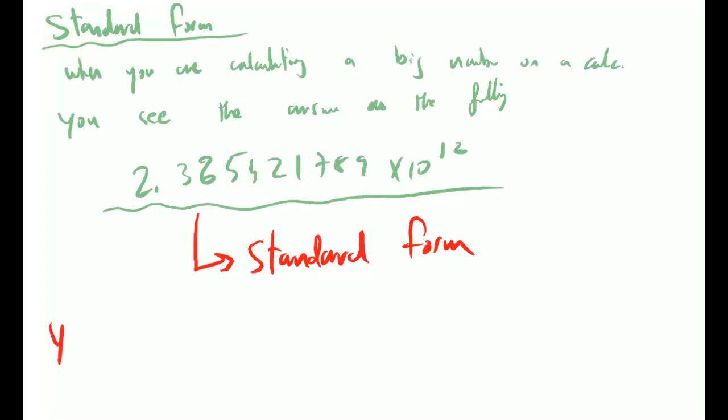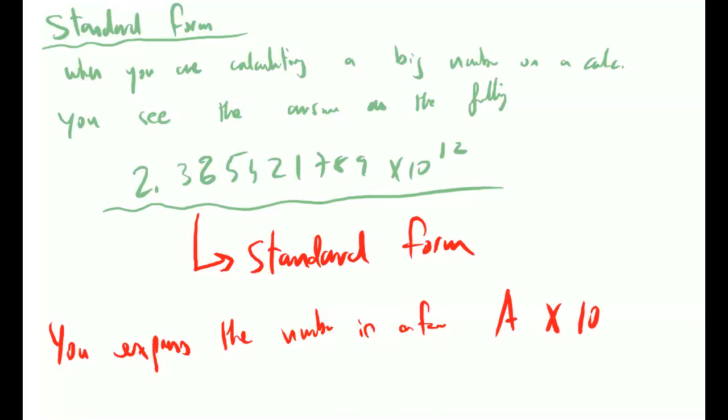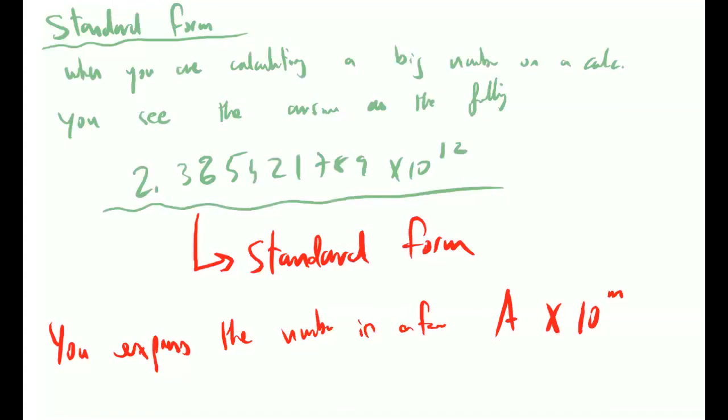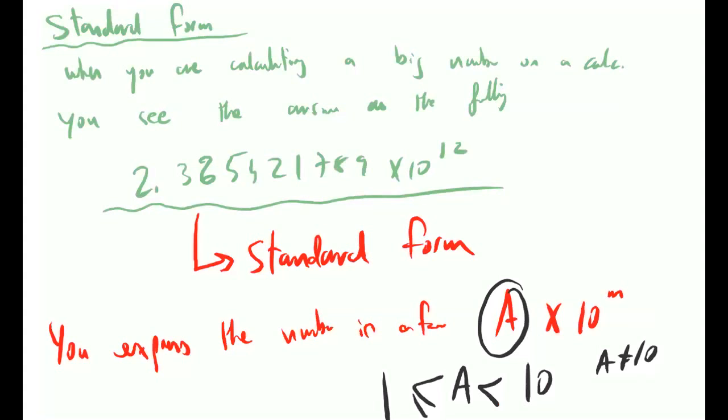So the standard form is, you express the number in the form a times 10 to the power m, regardless of m. Let me get the previous page. A times 10 to the power m, but take care that a lies between 1 and 10. So a cannot be equal to 10. It's less than 10. So a can't be 10.